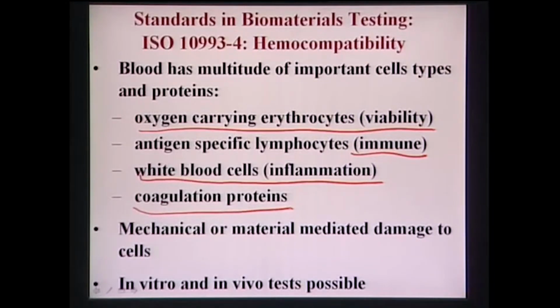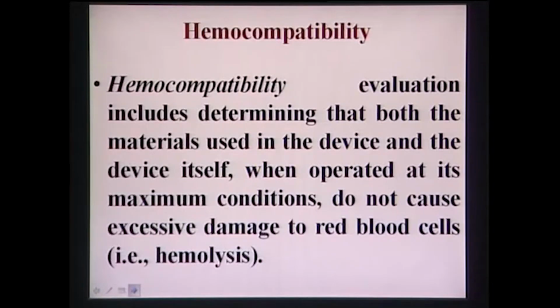Then another important thing is the mechanical or material mediated damage to cells. What is meant by that is whenever a material experiences some kind of mechanical stress, then that external stress can also cause damage to the blood tissues. Now, one can do this blood compatibility test both in vitro as well as in vivo. Again, in vitro means the laboratory simulated test, and in vivo means the experiments which are conducted inside the animal.